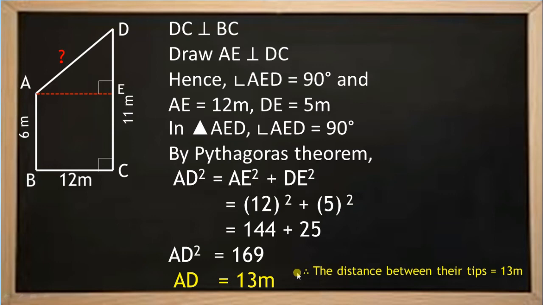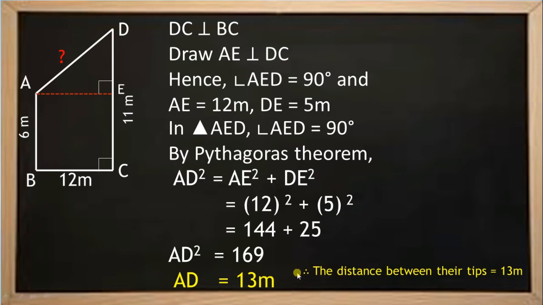Let me brief this question, children. There are two poles AB and CD of 6 meter and 11 meter respectively. The distance between their feet is given as BC, 12 meter, and we know that DC is perpendicular to BC because the pole will always be perpendicular to the ground. And hence, to find the length of AD, we have drawn a small construction so that AE is perpendicular to DC.